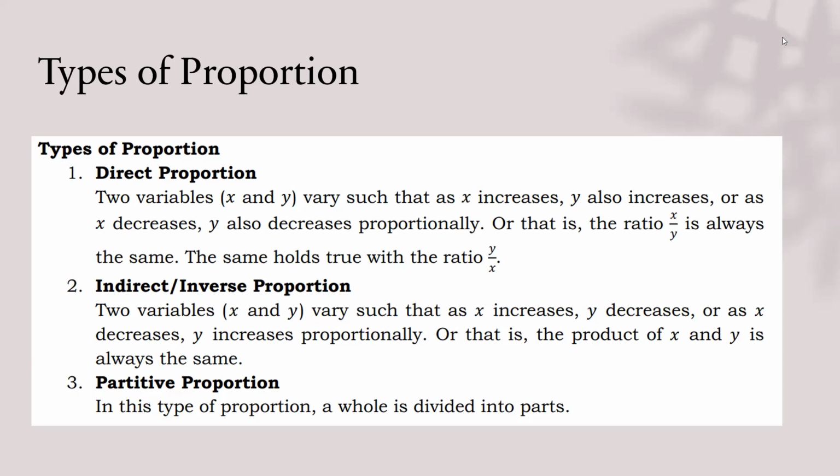Pag sinabi naman natin indirect proportion, kapag tumaas ang isa, sa pagbaba naman ng isa. Example, sa paglaki ng binili mo, sa pagbaba naman ng pera mo, kasi nauubos yung pera. Habang tumataas ang nabibili mo, bumababa naman ang savings mo. Okay po, that is what we call indirect proportion. And the third one is the partitive proportion, kung saan yung isang buo ay hinahati natin into different parts.